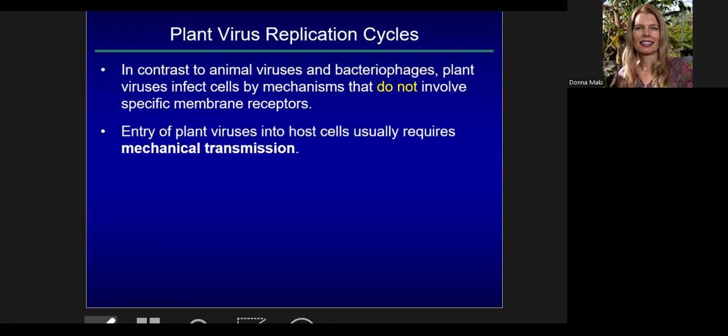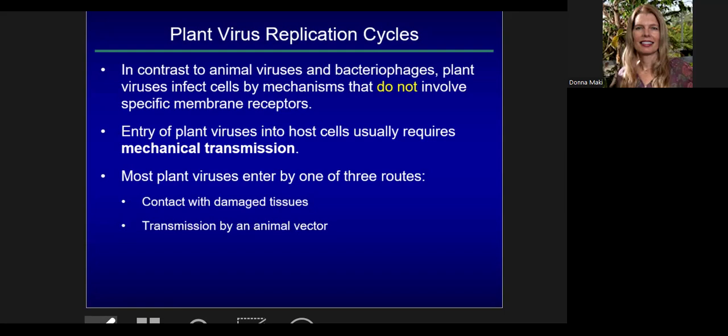And so mechanical transmission is the idea that you typically have a wound where they can get in, or an insect typically. And then in the seed, unfortunately, sometimes there are viruses that make it into the developing seed of the mother plant. So as the seed is forming, the virus gets in there, and then the virus finishes maturing and getting ready to go, and it's in there. You can't get rid of it. And so that's a problem too.